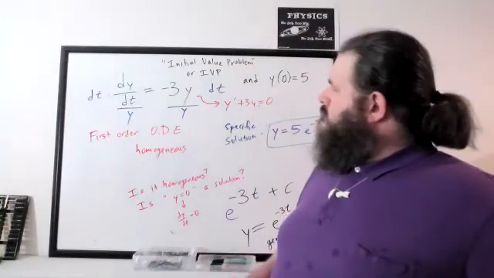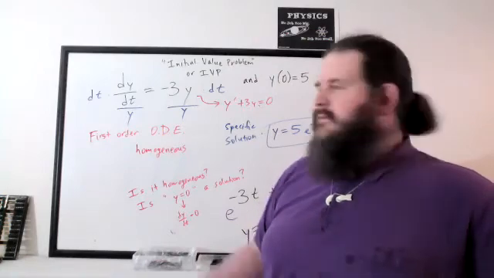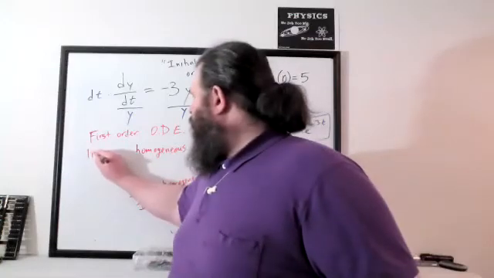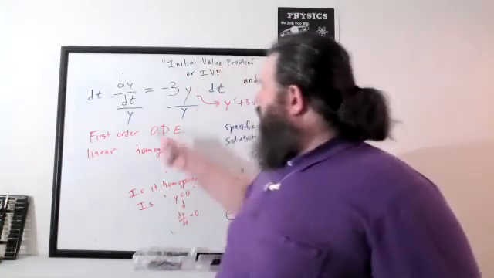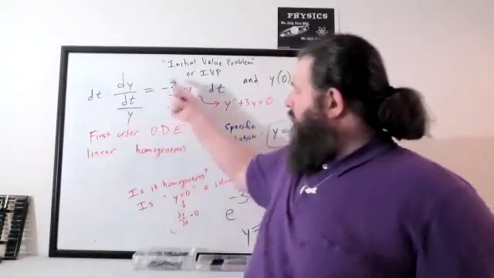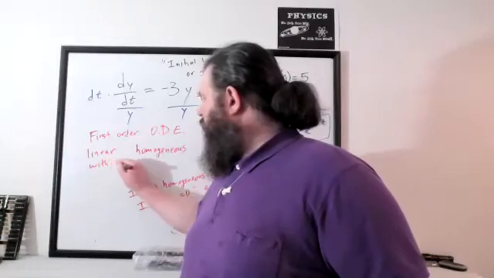Does it count as linear? Yes. Yeah, definitely linear. There's nothing nonlinear being done to y. And moreover, its coefficients are all constants. We've got 1 y prime, we've got -3y. This has constant coefficients.